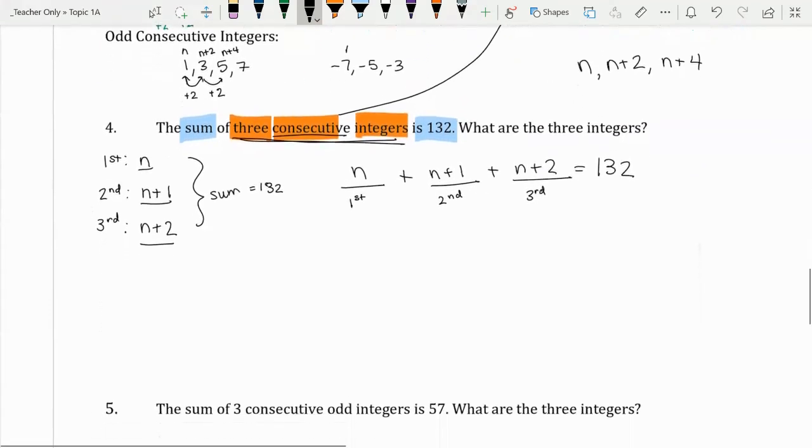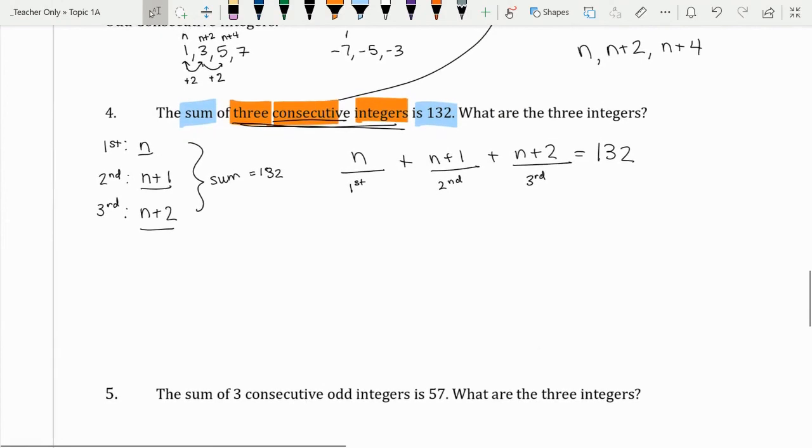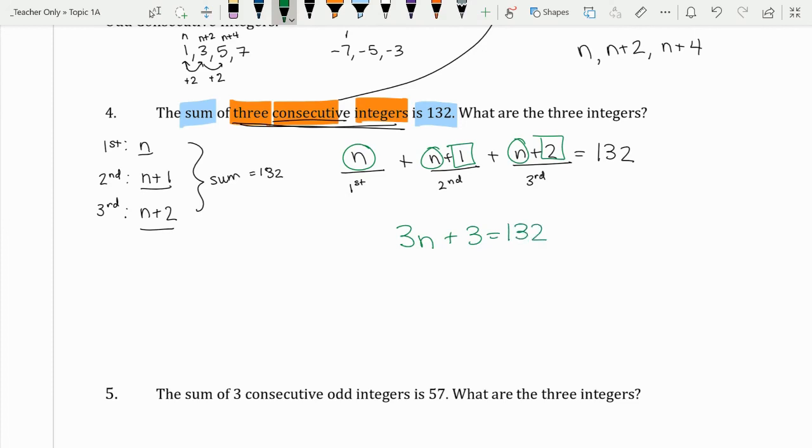So looking at this, now I have taken and I have labeled everything. This equation that we've written is one that I can actually solve. So I'm going to go ahead and combine like terms. I see 3 n's. 1 plus 2 is 3. And now I can solve this equation. So I'm going to subtract 3. And then I'm going to divide by 3. And I'm going to get n equals 43.